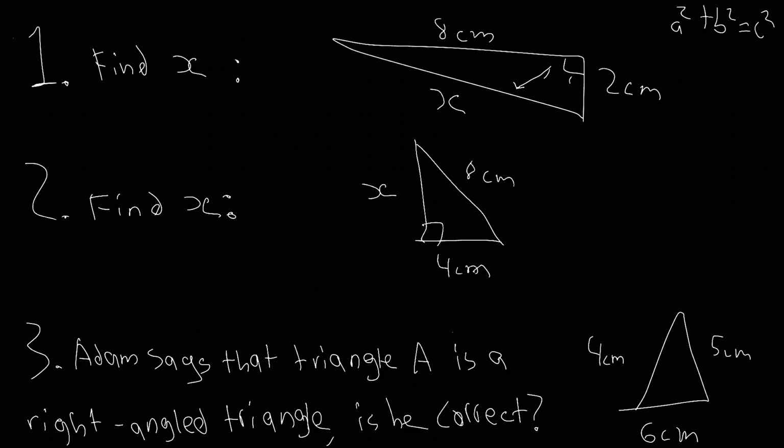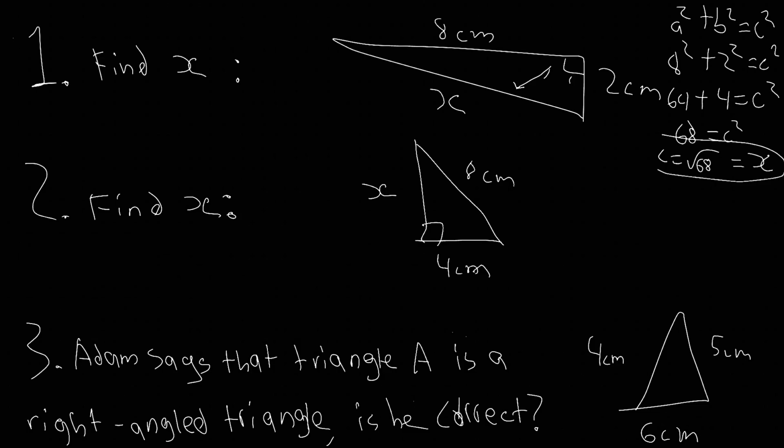So all I have to do is chuck in 8 and 2. So 8 squared plus 2 squared gives me c squared. Now, we find the respective numbers for 8 squared and 2 squared. So I have 64 plus 2 squared, which is 4, gives me c squared. 64 plus 4 is 68, so 68 is c squared. And then to find c, it'll just be c is equal to root 68, which is equal to x. And that is my final answer.